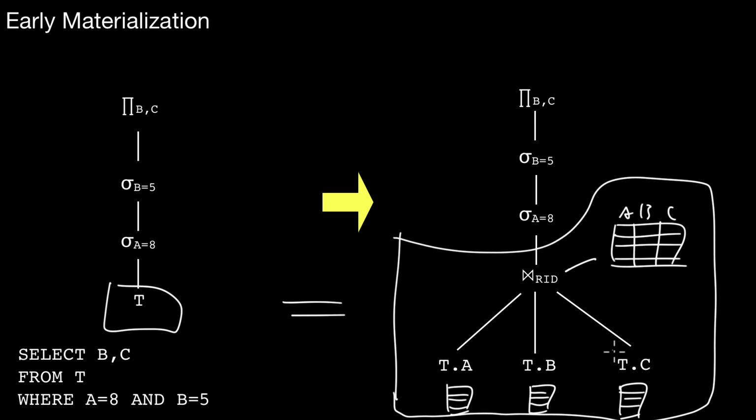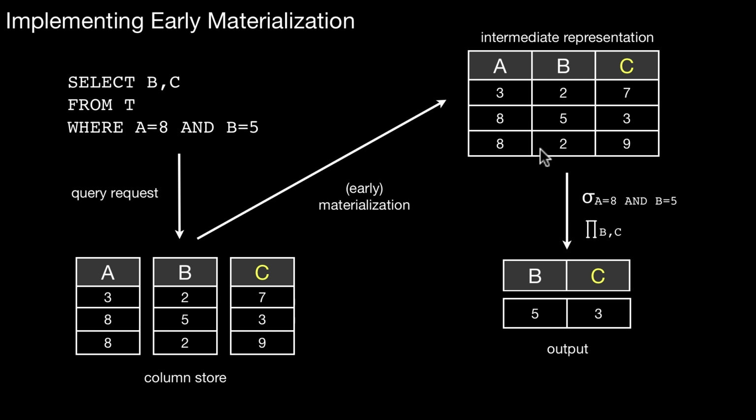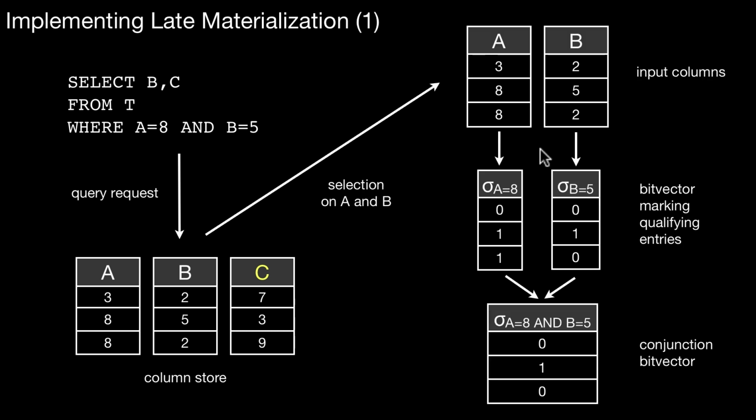You first join them into a row layout, and then you do all of those operations, which is not the most efficient thing you can do here. So let's look at a more interesting case. Let's look at late materialization. How could you do that?